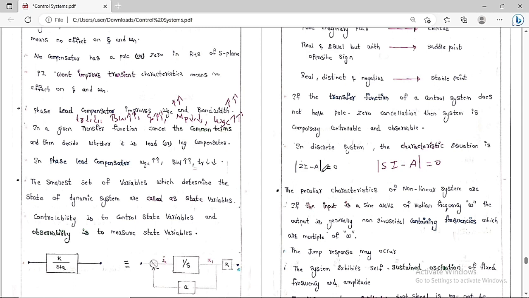So finally, I can say in the case of continuous time system, the characteristic equation is the determinant of sI minus A equal to 0, whereas in the case of discrete time system, the characteristic equation is the determinant of zI minus A equal to 0.